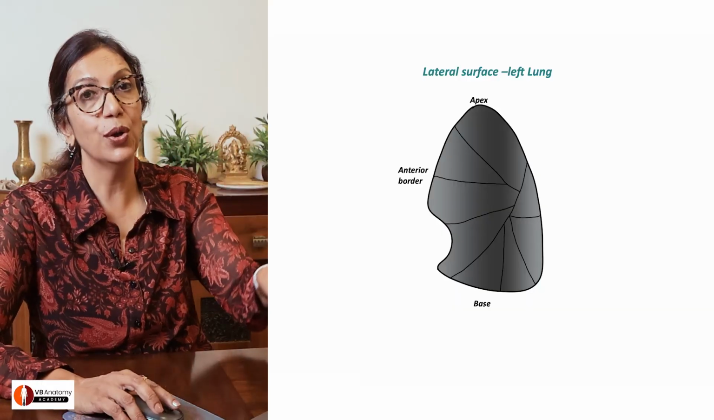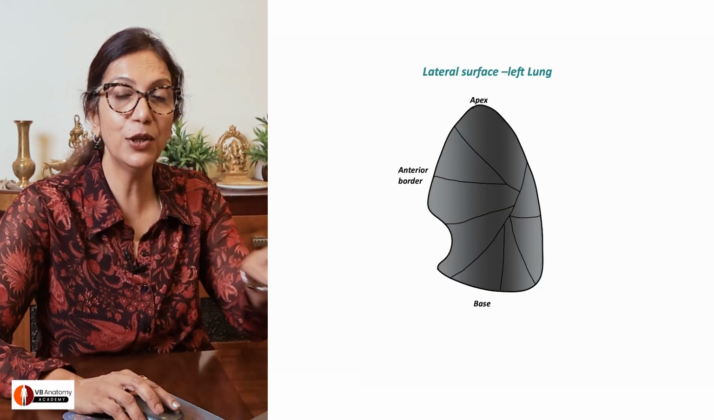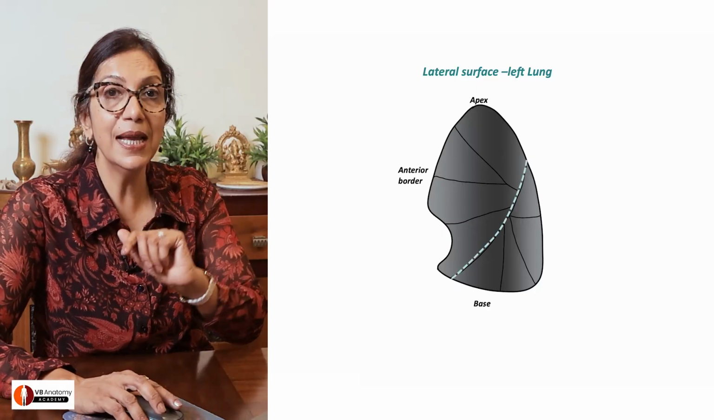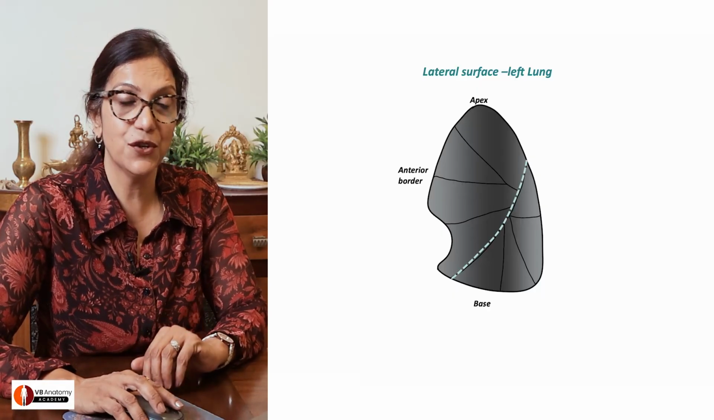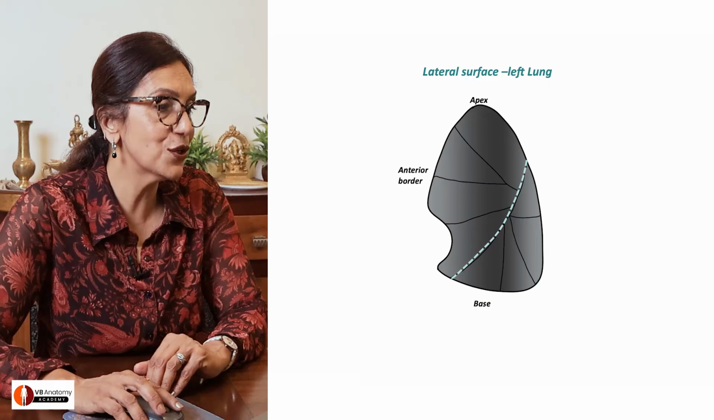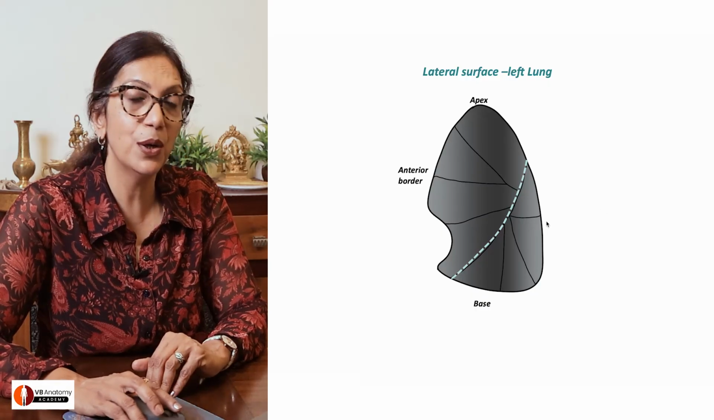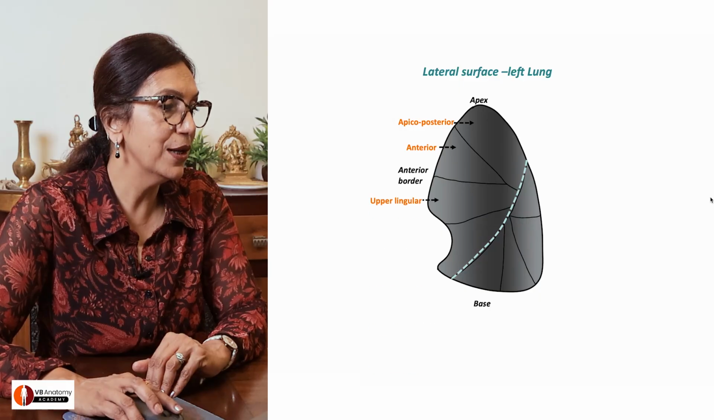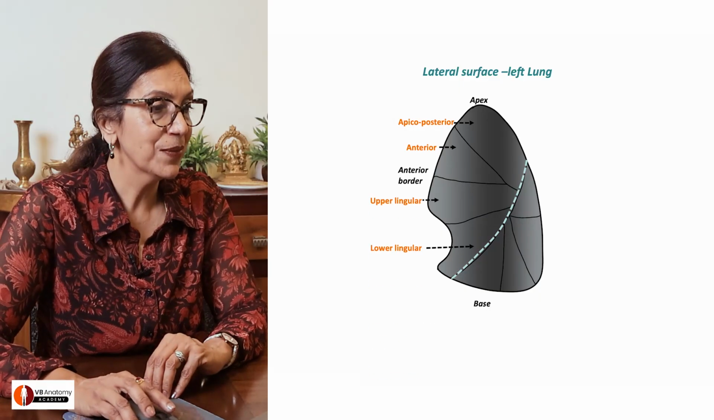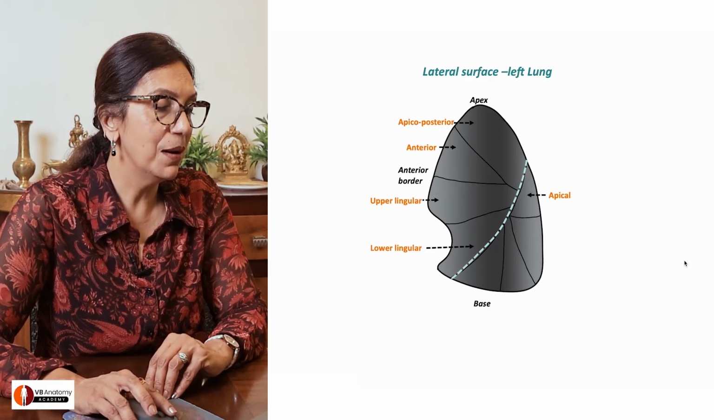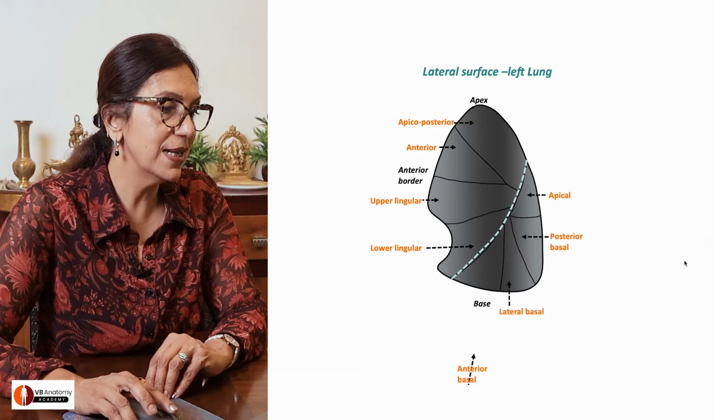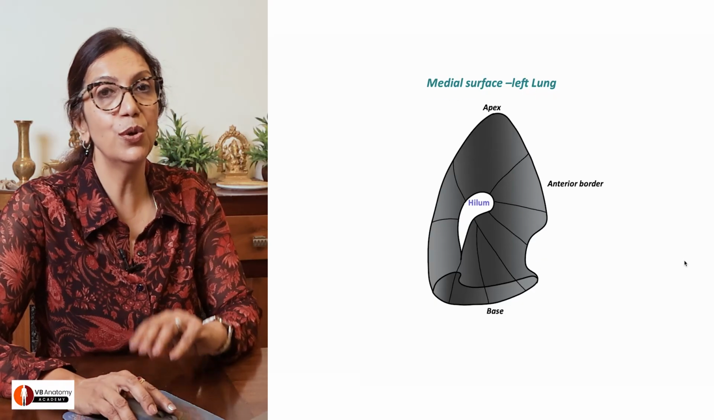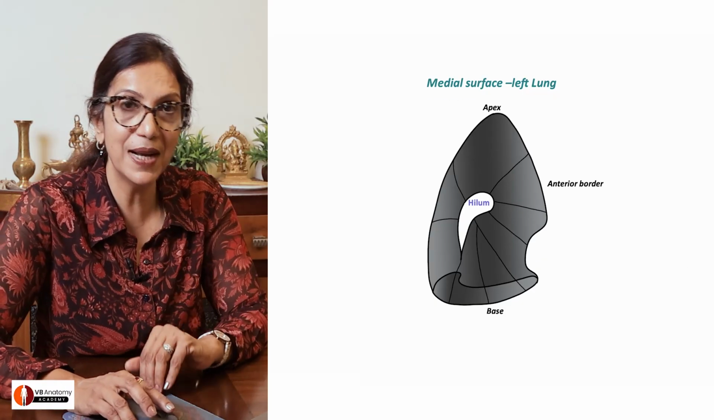So let's draw the lung and project on it the bronchopulmonary segments. Again, I'll say draw your fissure. Okay, so here's your fissure and therefore this is the upper lobe, apicoposterior, anterior, upper lingular, lower lingular. Simple. This is the lower lobe, apical, posterior basal, lateral basal, anterior basal. Done. Turn it around, look at the medial surface of left lung.